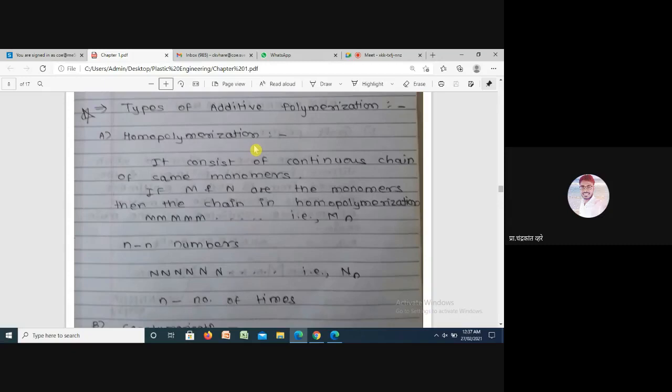What is the meaning of polymerization? Formation of polymer from the monomer. The whole process we are calling polymerization. We have three words: monomer, polymer, and polymerization. So formation of polymer from the monomer, this whole process is called polymerization.